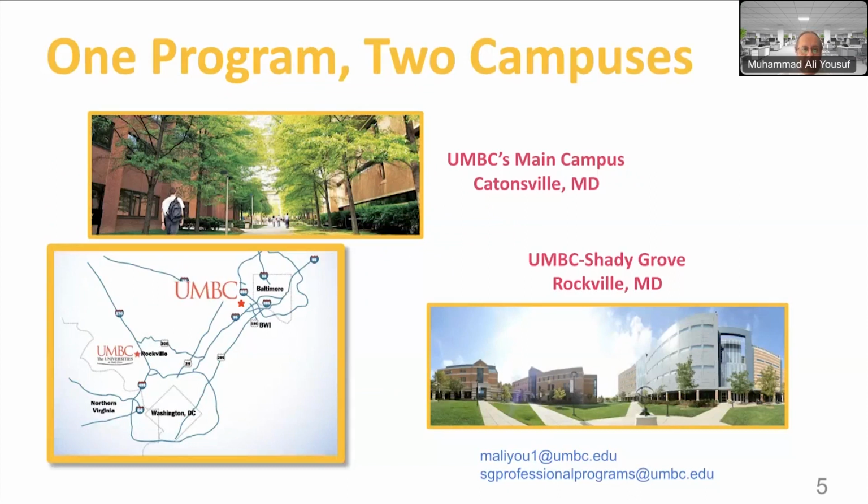So about the program, this is one program which is called the Data Science MPS, or the Master of Professional Studies. It is offered from two campuses, the main campus, which is in Catonsville, and it is also offered from the Shady Grove campus, which is where I sit. And I think many of you are interested more in this campus, although both campuses are open.